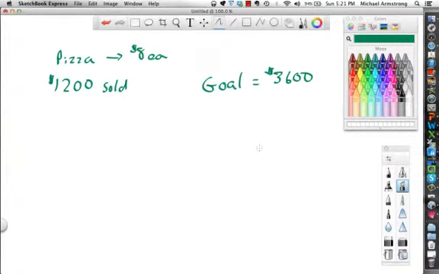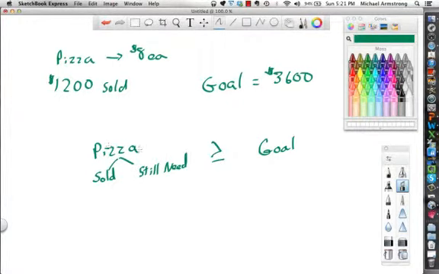So we have the goal on one side, and they want to sell more than or equal to their goal, and so that's their pizza, P-I-Z-Z-A, on the other side. Now pizza really can be split into what they've already sold and what they still need to sell. Alright, so we're going to try to write this down. So the pizza that they've already sold plus the pizza that they still need to sell has to equal more than their goal. So we can start writing this down as an equation now.